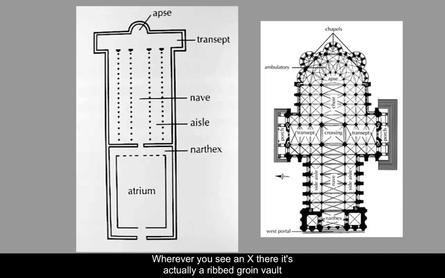Wherever you see an X there, it's actually a rib groin vault. And you have a large nave, you have a tripartite division, and remember that there would be no benches or anything in them. Usually, Gothic cathedrals opened on the west side and were pointed towards the east, towards Jerusalem.